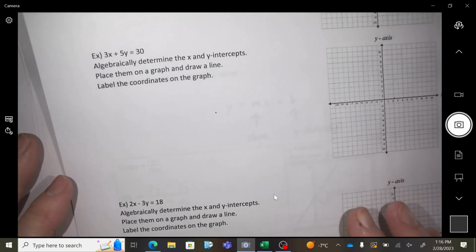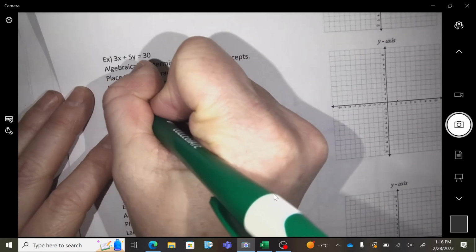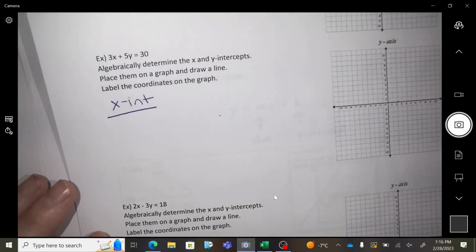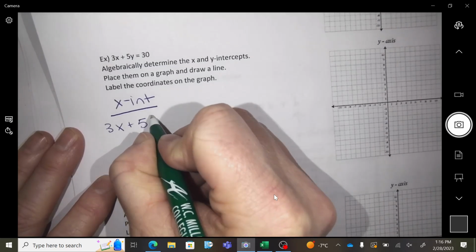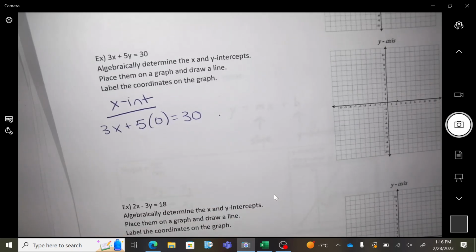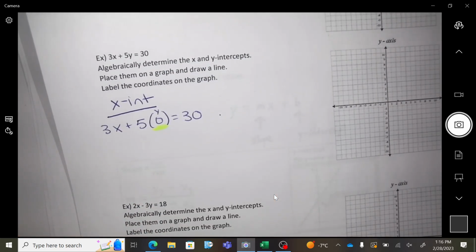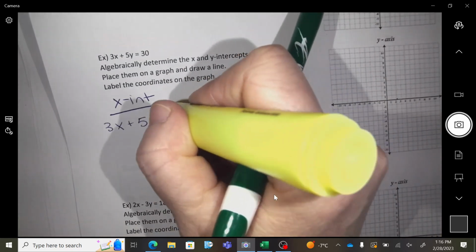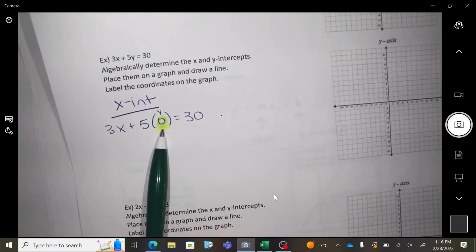Okay, number 2. We have to figure out the intercepts. So I'm going to get the x-intercept. What is the definition of an x-intercept? When y equals 0. So did you see what I did? I replaced the y with a 0. I plugged a 0 in for the y.